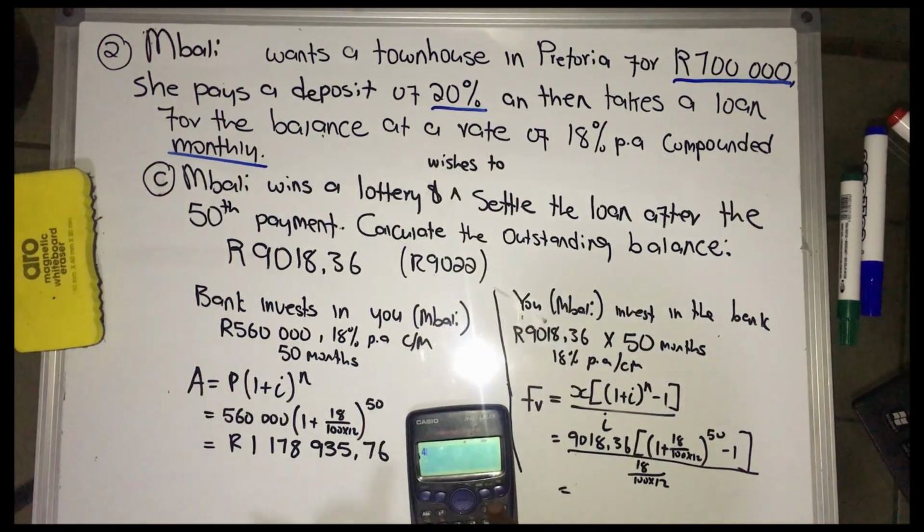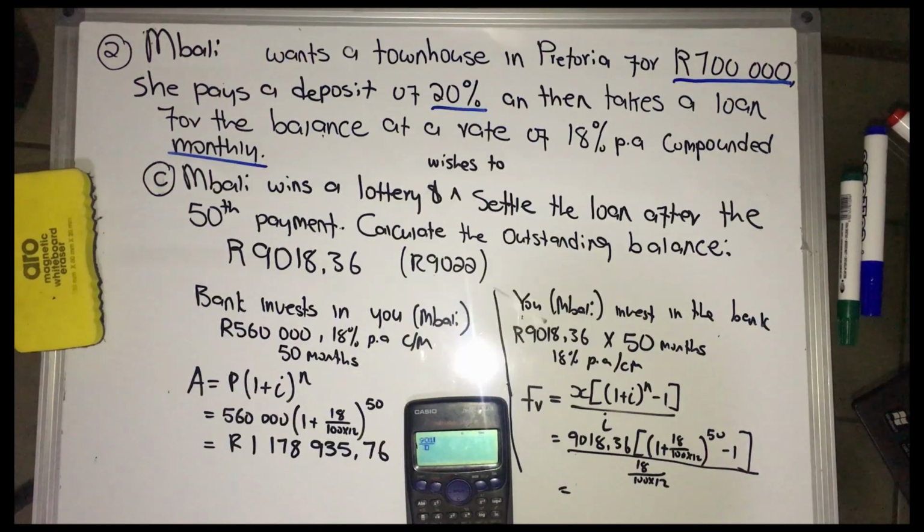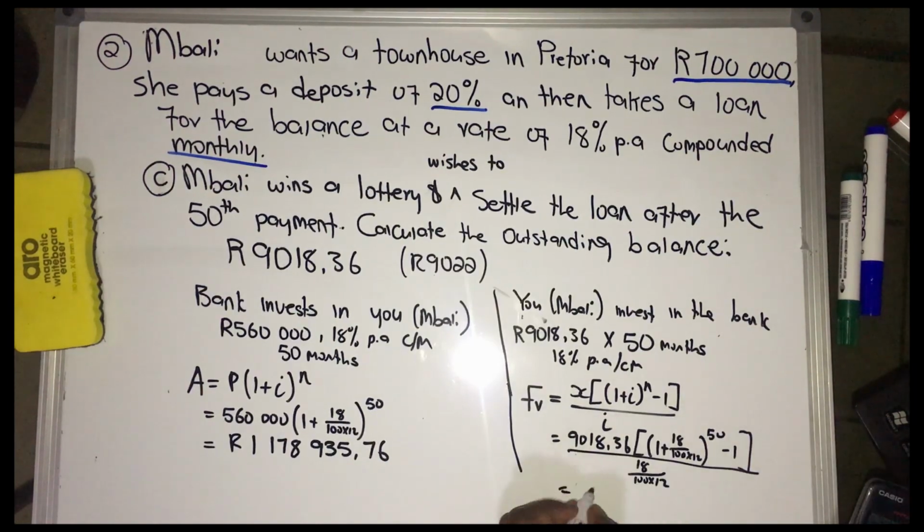So let's just quickly find that out. That's 9018.36 times 1 plus 18 over 100 divided by 12. Okay, that to the power of 50, and then minus 1. And then divide everything by 18 over 100 divided by 12. So I'm getting 6.